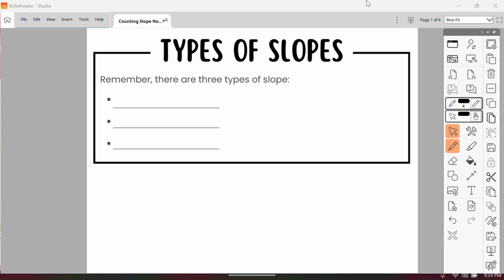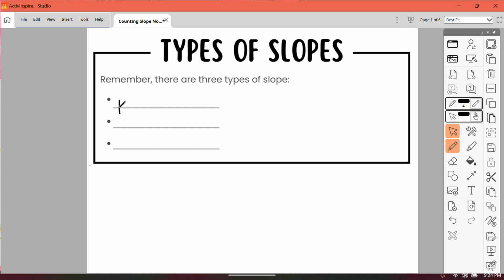Before we practice actually counting the slope of a line, which will tell us how steep a line is, we're going to review the three types of slope that we focus on in 8th grade. So for us here in Virginia, in 8th grade, we focus on positive slopes, negative slopes, and zero slopes.